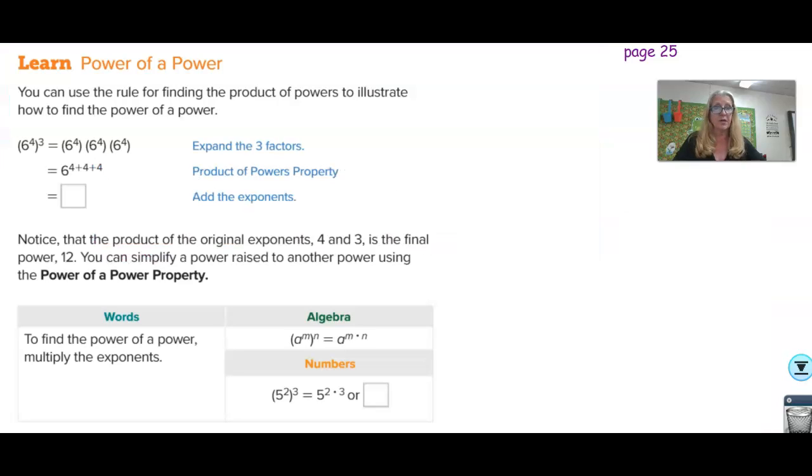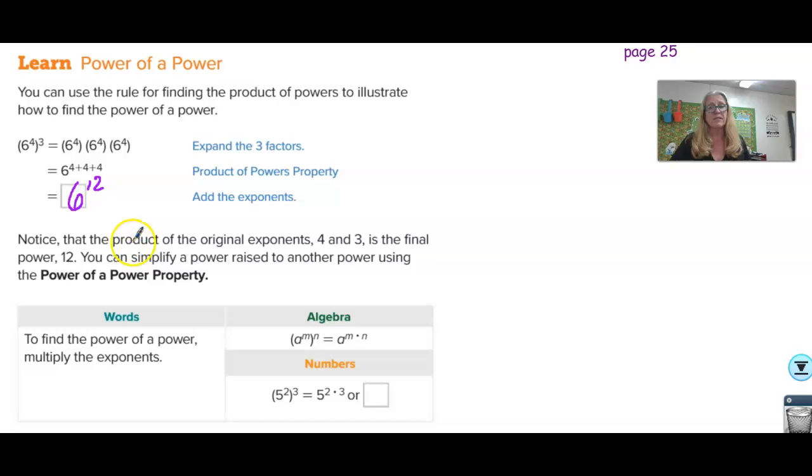Here's an example of what we're talking about. Notice over here we have the 6 to the 4th to the 3rd. What that means is that you're going to take 6 to the 4th and you're going to multiply 3 of them together. Well, if you did that and you used your product of a power property, if you have matching bases, which we do, they're all 6s, we can add the exponents. 4 plus 4 plus 4 is 12. So that would give us 6 to the 12th.